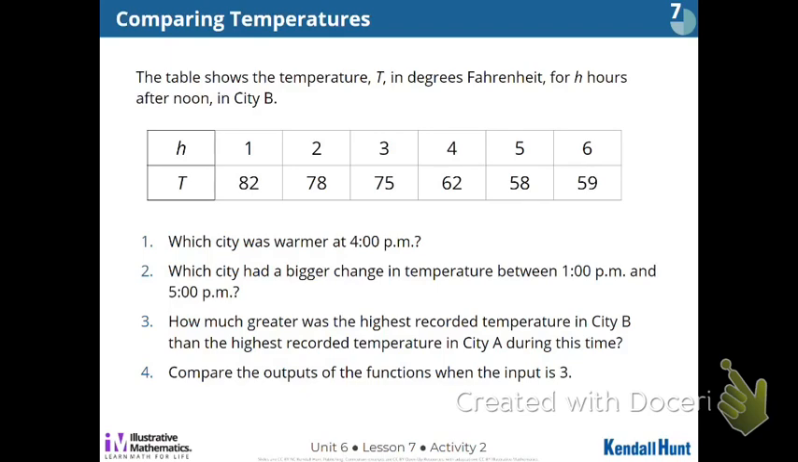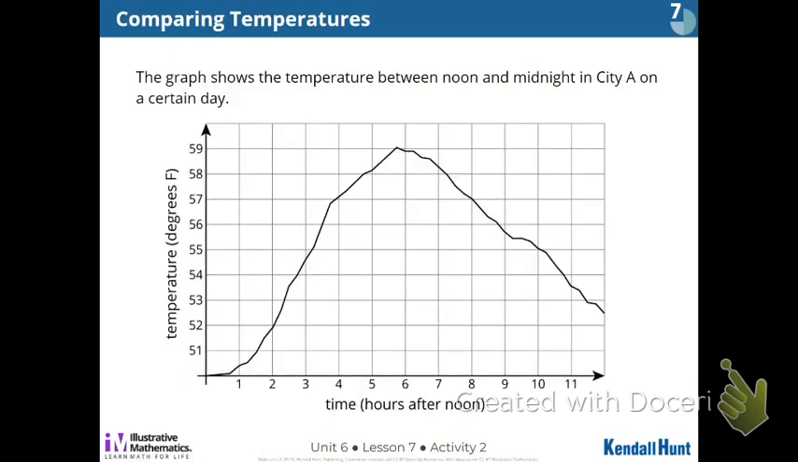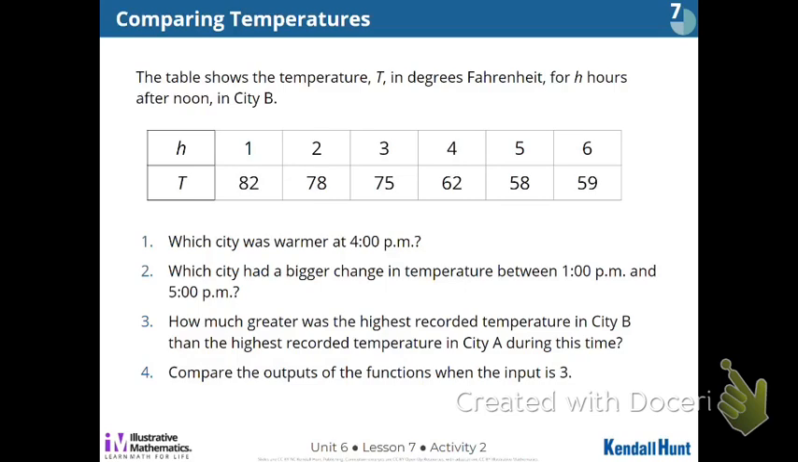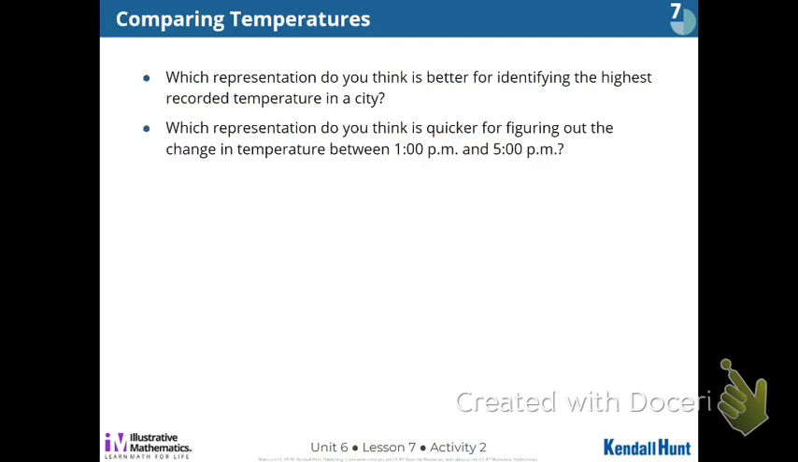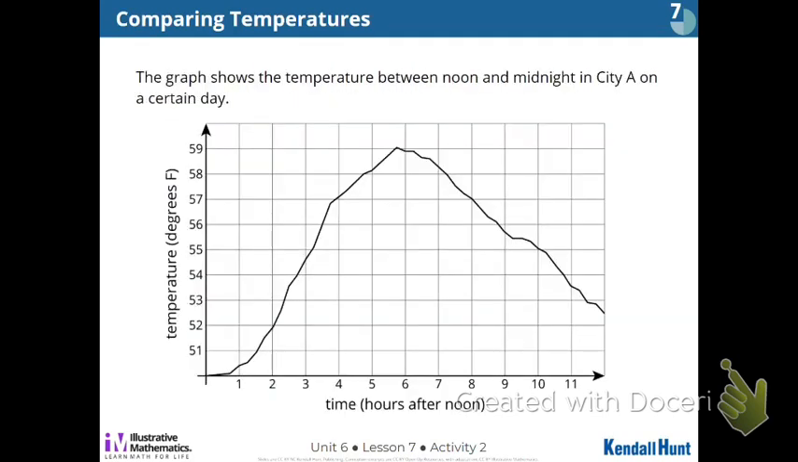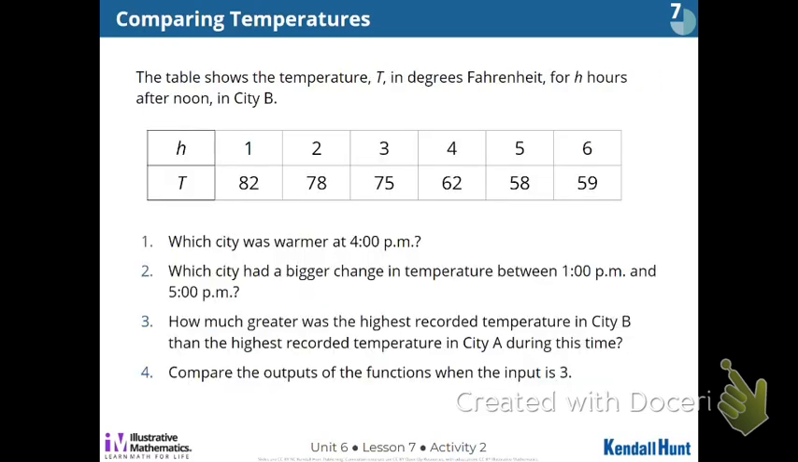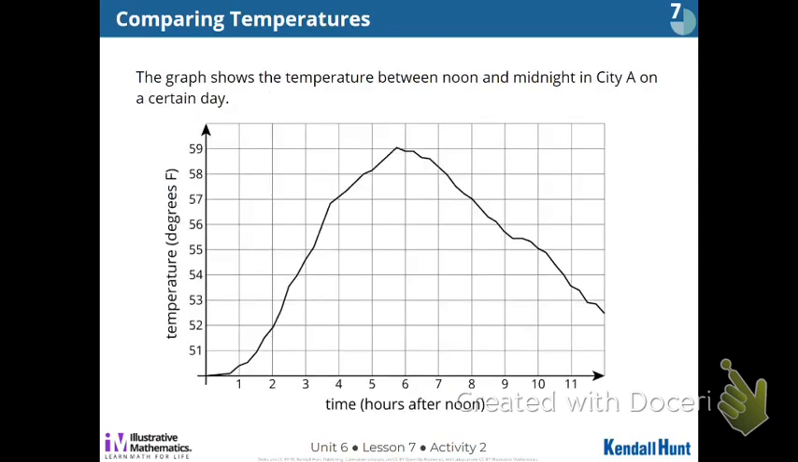So, question 1, which city was warmer at 4? City A at 4 o'clock was how warm? Just over 57. You guys got that? 57 actually. Yeah, and B at 4 was 62. So everybody got A was warmer? Is that right? Let's check it out. At 4 p.m., it's B's. Let's see, 62. City A at 4, 57. So it's about 5 degrees warmer in city B.